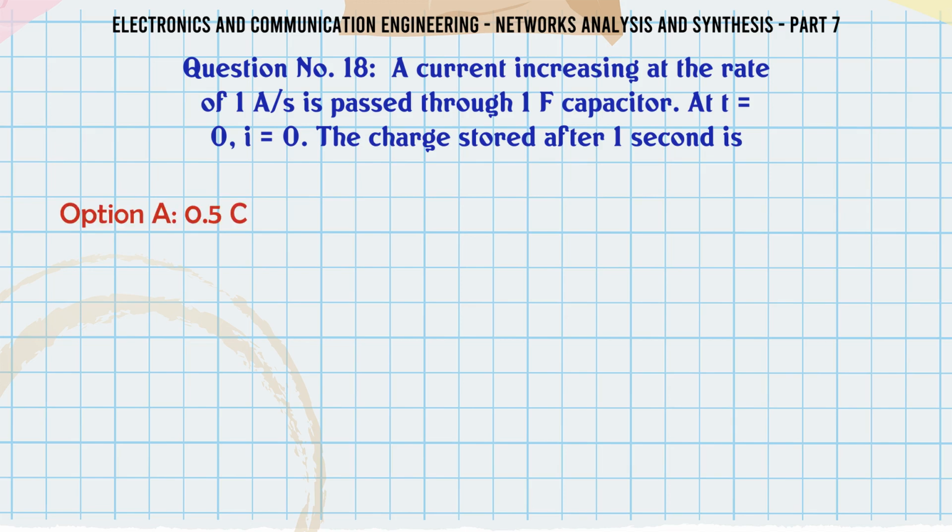A current increasing at the rate of 1 A/s is passed through a 1 F capacitor. At t = 0, i = 0. The charge stored after 1 second is: A, 0.5 C; B, 1 C; C, 2 C; D, 4 C. The correct answer is 2 C.